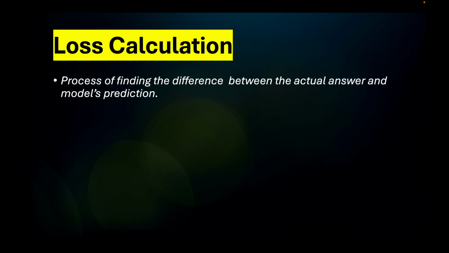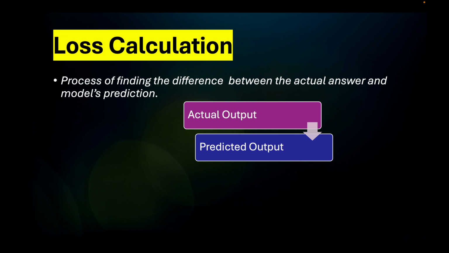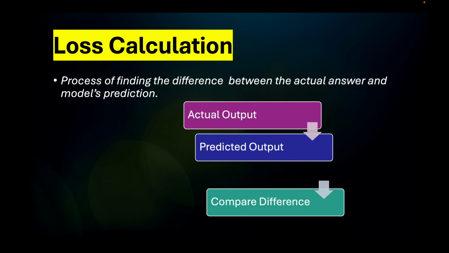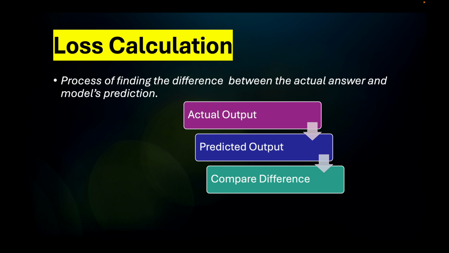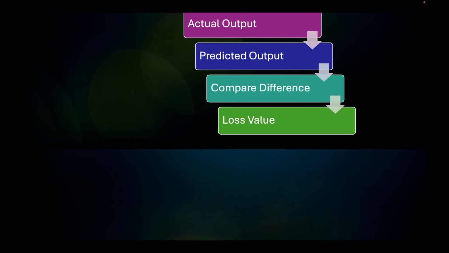Next step is loss calculation. Loss calculation is the process of finding the difference between the actual answer and the model's prediction. So the flow goes like this. First we get the actual output and we get the predicted output, and we compare the difference between the actual output and the predicted output. Hence we calculate the loss value.